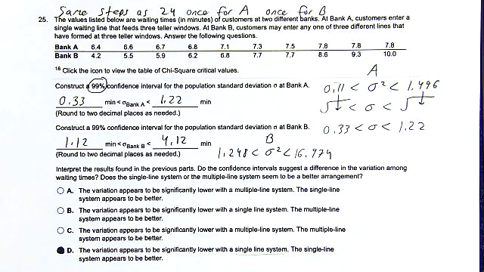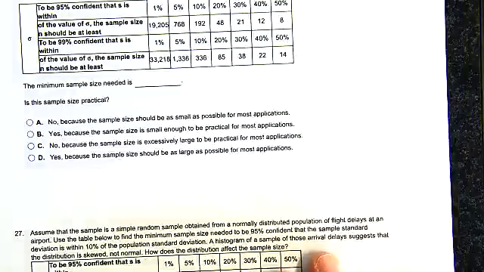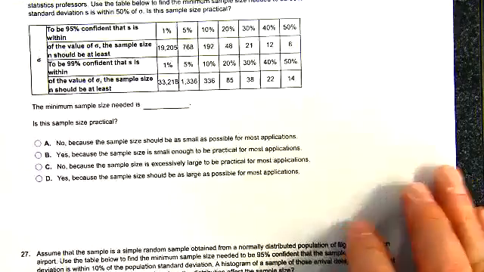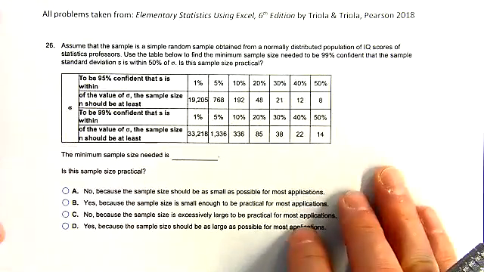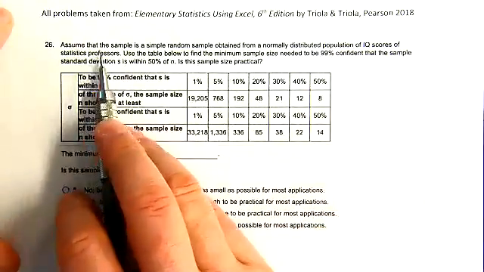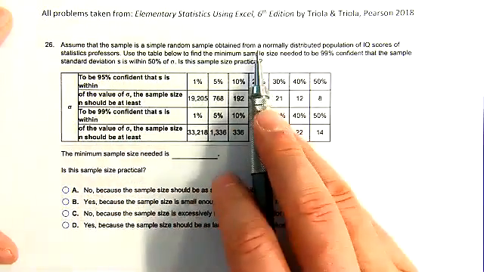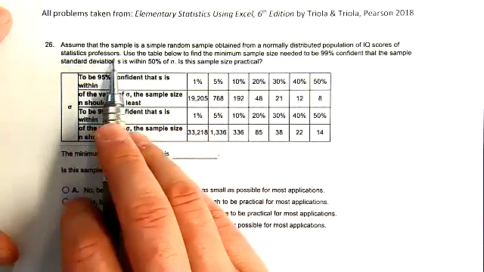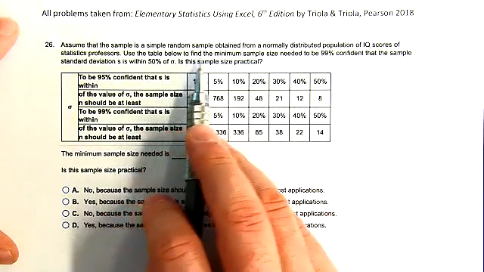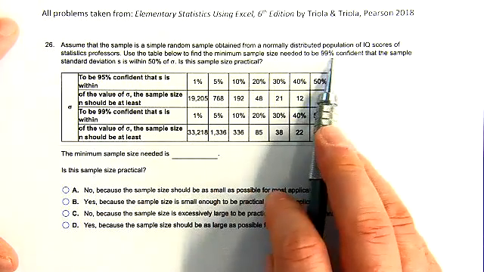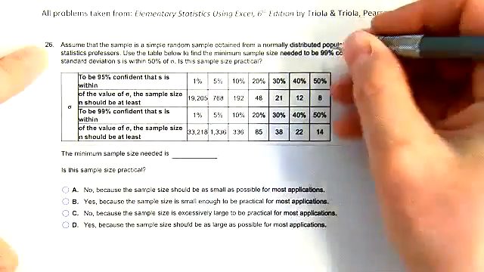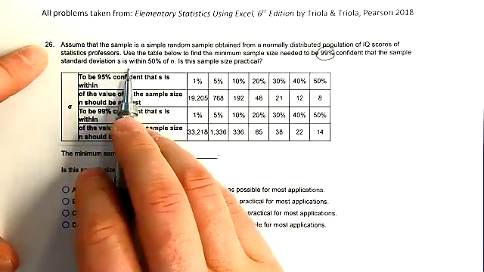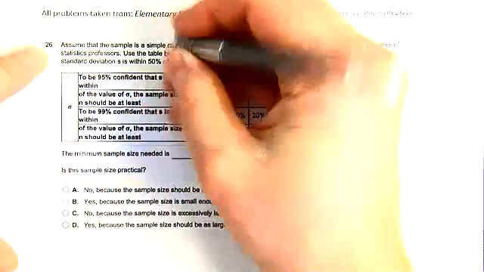Okay, that's the end of the kind of challenging problems. The next two are very simple, and then the rest are vocab word checks. Okay, so 26: assume that the sample is a simple random sample obtained from a normally distributed population of IQ scores of statistics professors. Use the table below to find the minimum sample size needed to be 99% confident that the sample standard deviation S is within 50% of sigma.